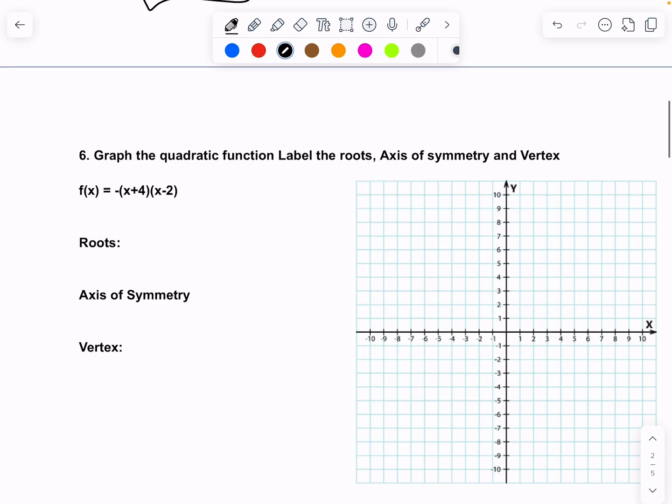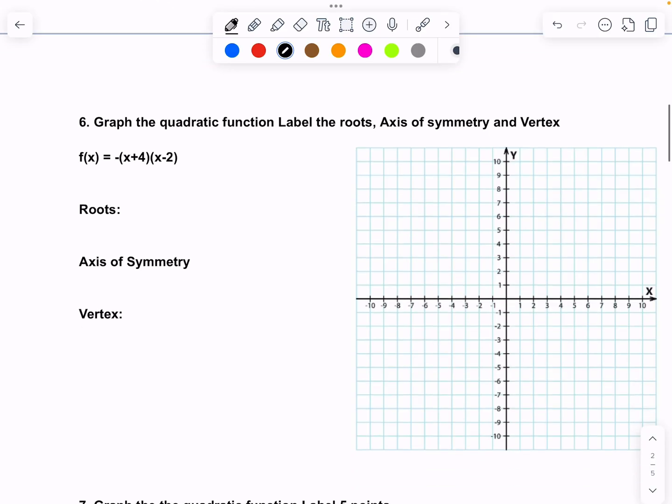All right. First one's asking us to graph in factored form. This is factored form. So the first thing we do is we find the roots. So I look at this and I change the sign. My two roots are negative 4, 0 and positive 2, 0. All right, so I go ahead and I graph those. This is 2, 0. This is negative 4, 0.